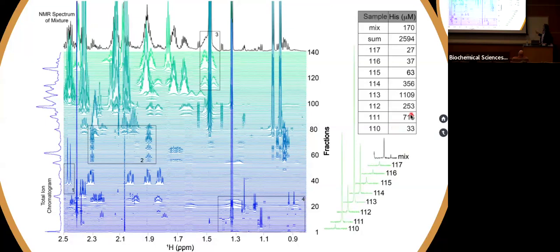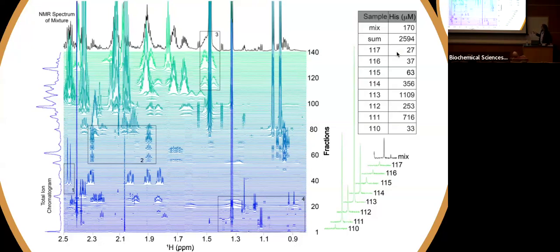And what you find is that in this fraction 110, it's 33 micromolar. In fraction 117, it's 27 micromolar, pretty low concentration. And these are about 50 microliter tubes, so 1.7 millimeter tubes. So there are just a couple of nanomoles of sample in here. So the thing that we always complain about, that NMR is so insensitive, is not so much so true.